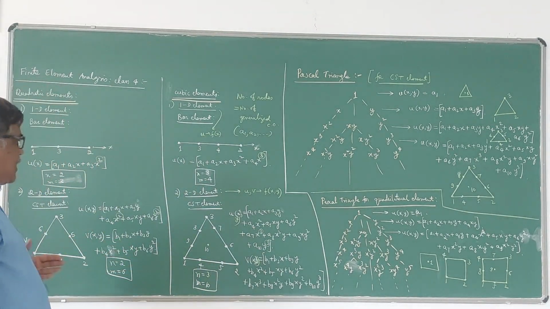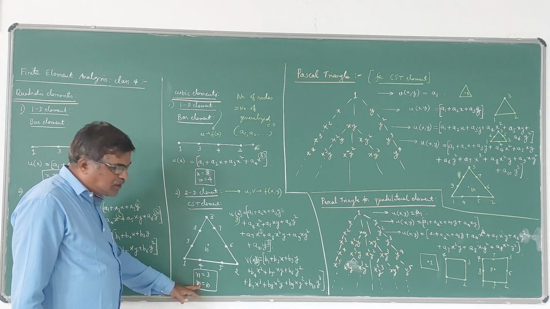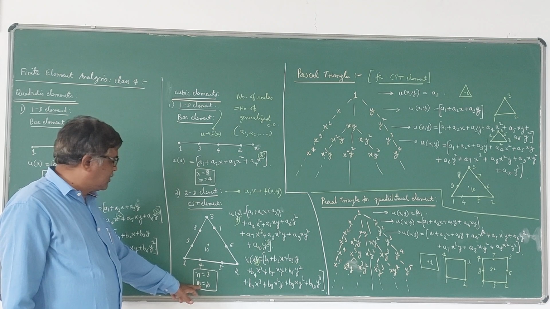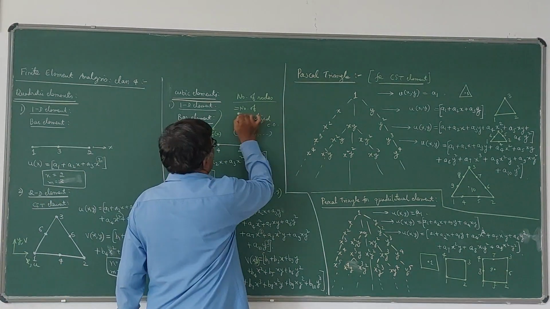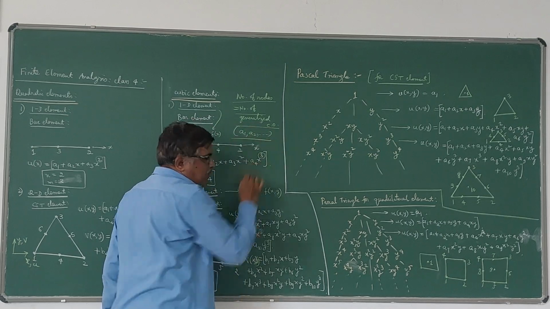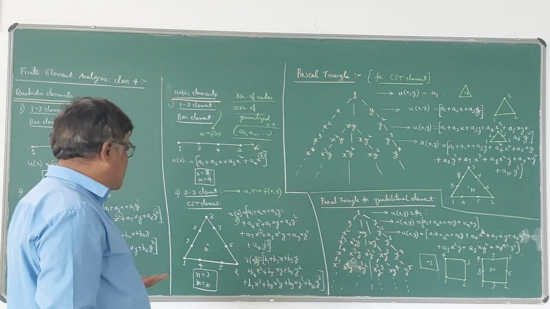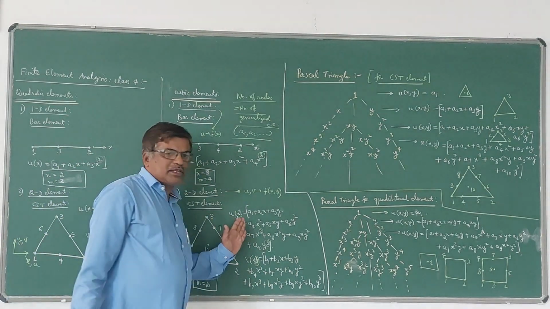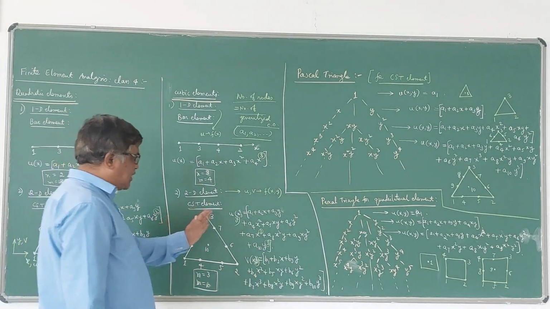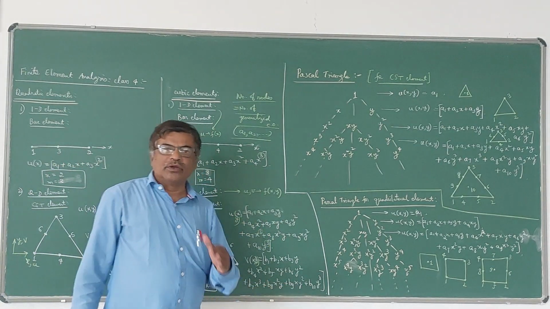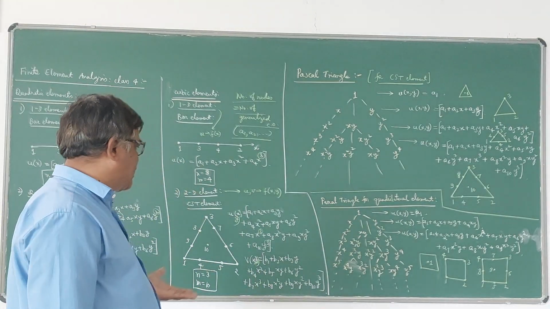So the number of generalized coordinates always depends on the number of nodes. They are equal: the number of nodes is equal to the number of generalized coordinates. Depending on the type of element we choose in the finite element analysis, we have to assume the corresponding displacement function. All these generalized coordinates we have to find out using the boundary conditions, equilibrium conditions, compatibility conditions, etc.